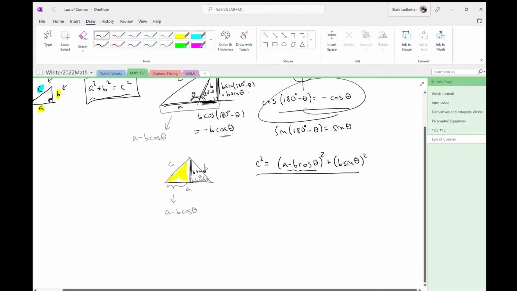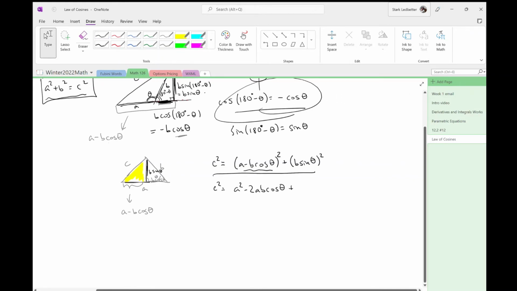We can expand this by the binomial theorem, or if you don't know how to expand it in one step, you can write out two parentheses and distribute. But I highly recommend at this level of math that you know how to expand this in one step. So that gets expanded to that thing. It's the first thing squared, minus, because this is a minus sign, 2 times the product of the two things, plus the second thing squared. Plus, and then this squared will be b squared sine squared theta.